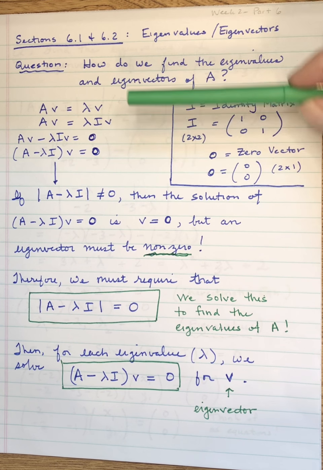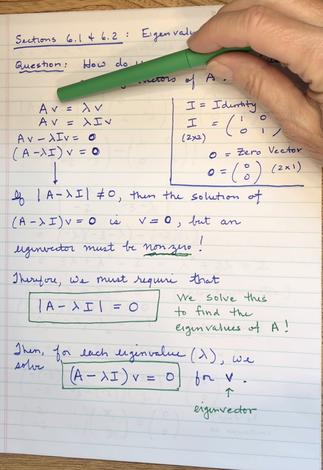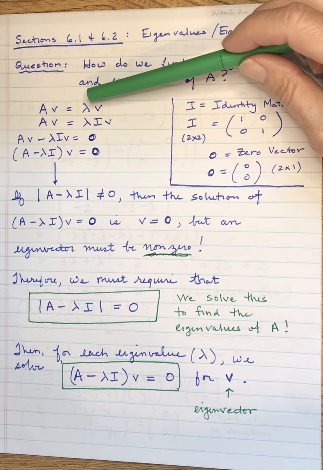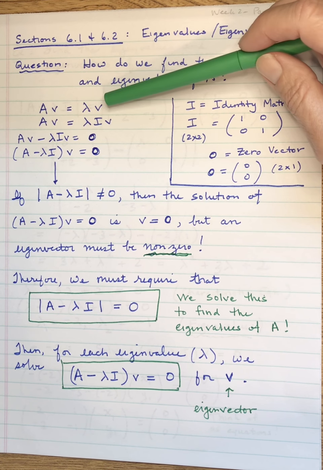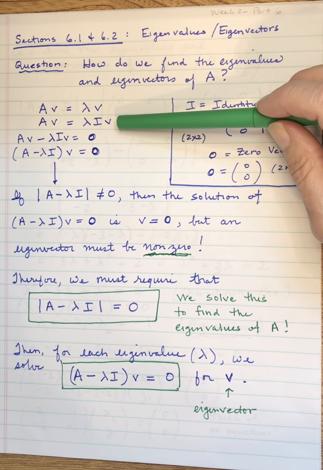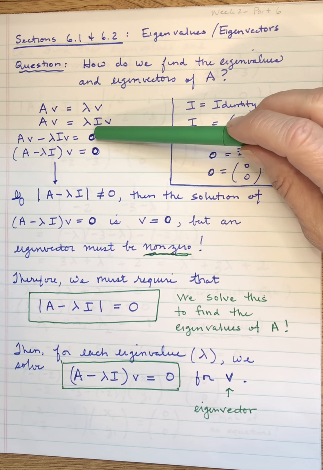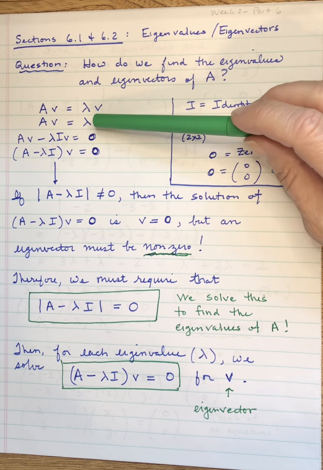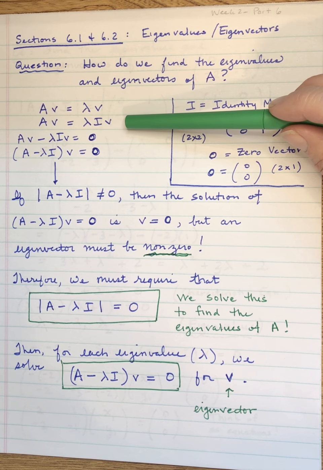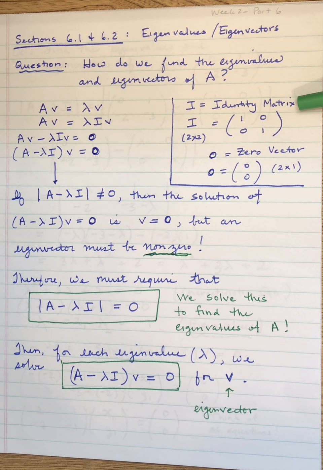So notice the left-hand side is a matrix times a vector. The right-hand side is a number times a vector. So we want to have them match up, so we multiply this expression on the right-hand side by the identity matrix I. So I is just the identity matrix. If you're thinking about 2 by 2 matrices, it's just this matrix here, 1, 0, 0, 1.